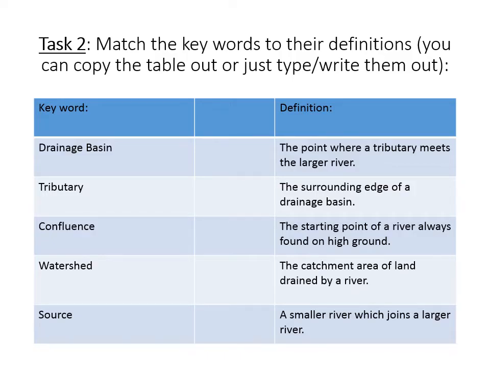So, task 2. I want you to match the keywords to their definitions, and you can copy the table out or just write them out, or if you want to just write drainage basin equals, tributary equals, or anything like that. Or if you're doing it on a Word document, you can do exactly the same, table out and just join them up. But I want you to write them out. Don't just do like 1, 1, 2, 2, 3, 3 like that. Don't do that, please, because I want you to have those full definitions out.